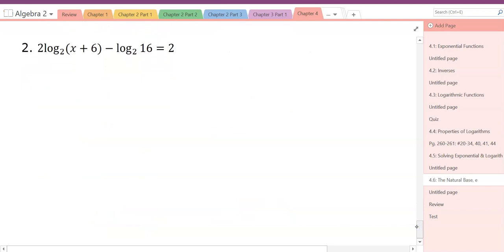If you want to try to do this one, pause the video and then come back and hit play when you're ready to see the solution. I would advise that after you find your answers, you check them and make sure that they don't cause any problems, or that you don't have to throw any of them out.